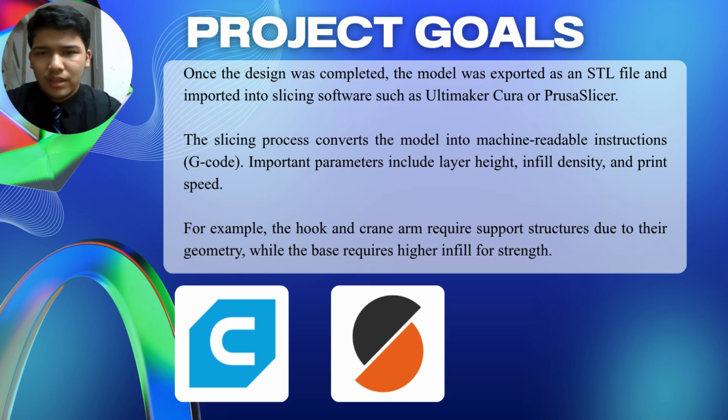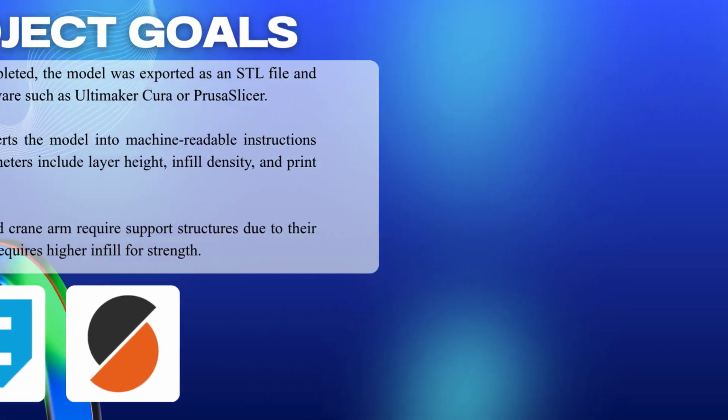During slicing, we adjust parameters such as layer height, infill density, and print speed. For example, the hook and crane arm require support structure due to their geometry, while the base requires higher infill density to provide strength. This adjustment ensured that each part was printed correctly and could function as intended.